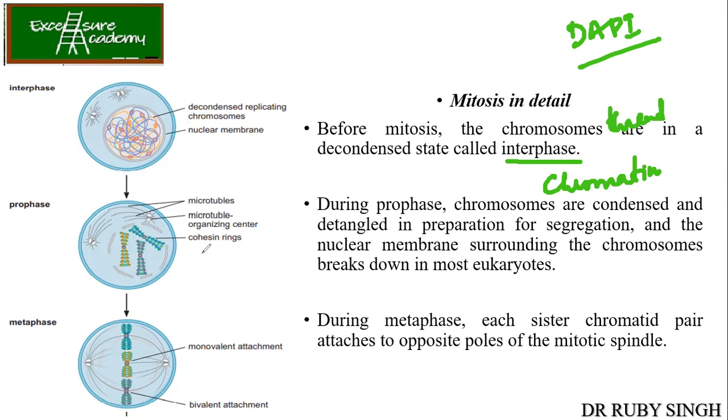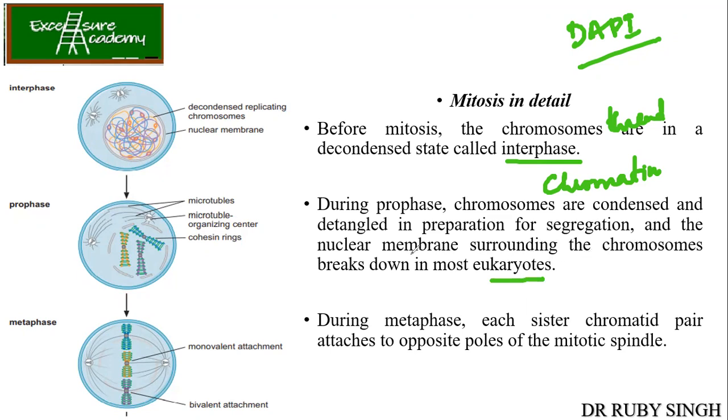Now in the prophase, chromosomes are condensed and detangled in preparation for the segregation. इसका मतलब क्या हो रहा है, यहाँ पे अभी chromosomes आपके compact हो रहे हैं and धीरे धीरे अलग अलग separate होने के लिए वो तैयारी कर रहे हैं, ठीक है. And the nuclear membrane surrounding the chromosomes breaks down in most eukaryotes. Now this is also there.